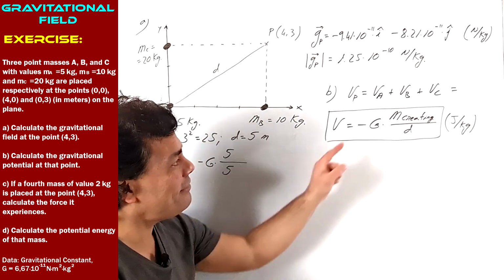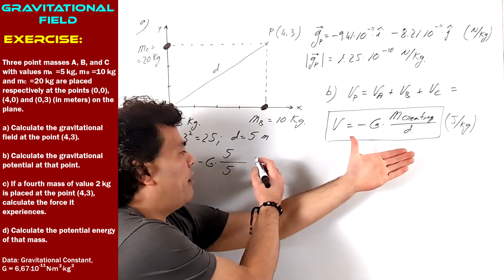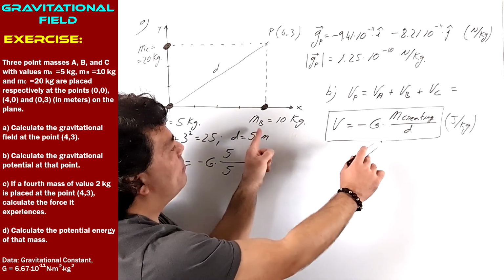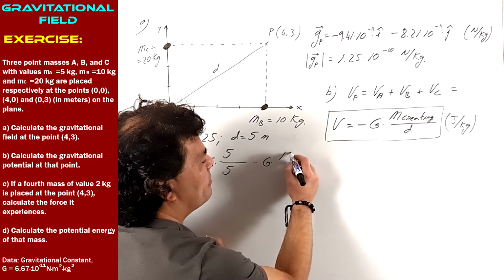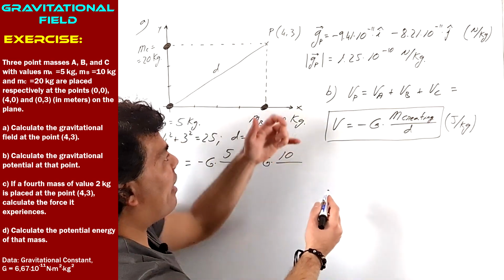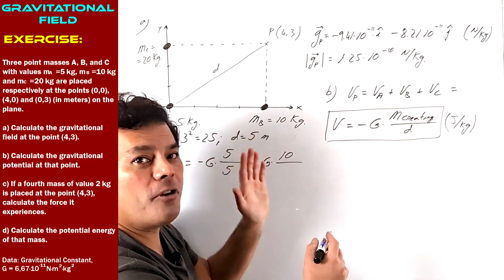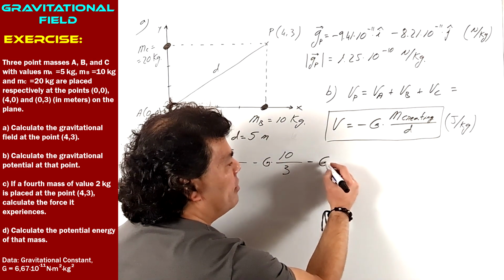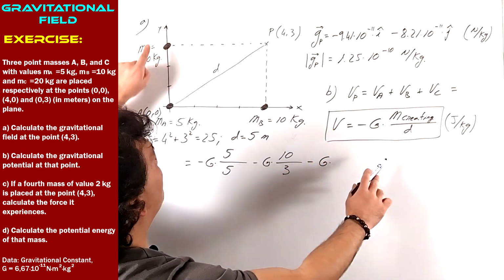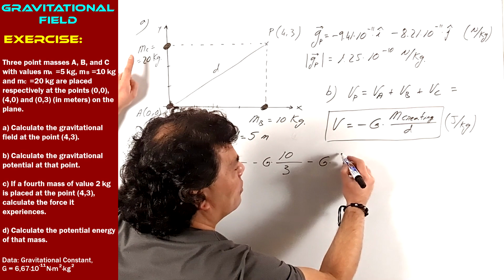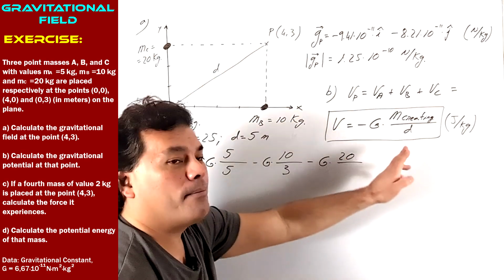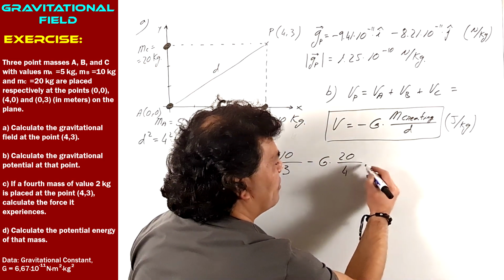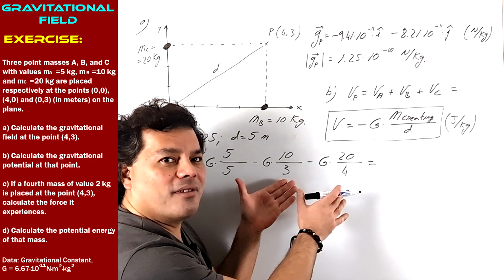Okay? The second one, negative G multiplying the creating mass, in this case 10 kilograms, divided by the distance, and the distance is this one, 3 meters. And the last potential, negative G multiplying the creating mass, in this case Mc, 20 kilograms, divided by the distance, 4 meters. And now it's time to use the calculator.